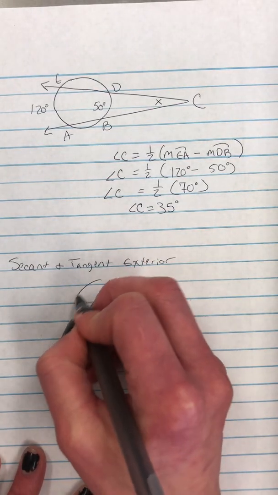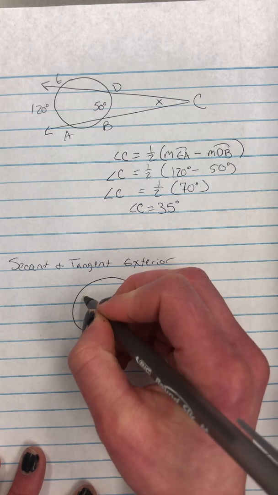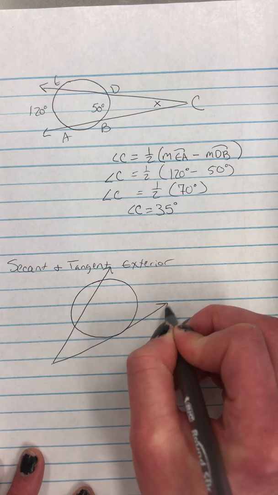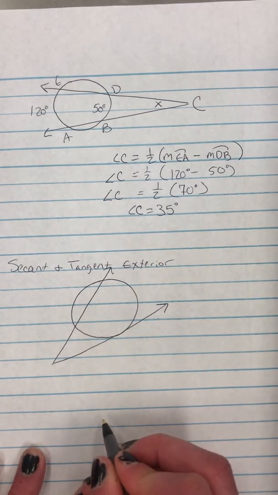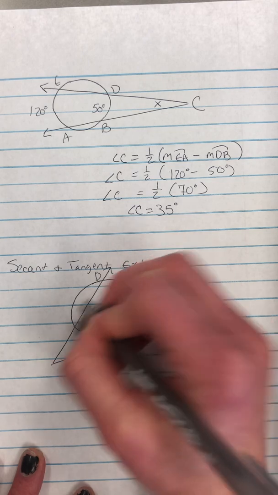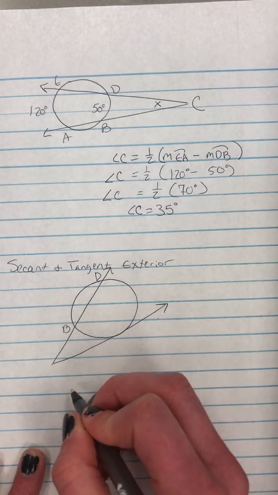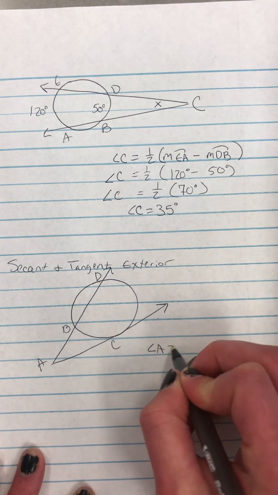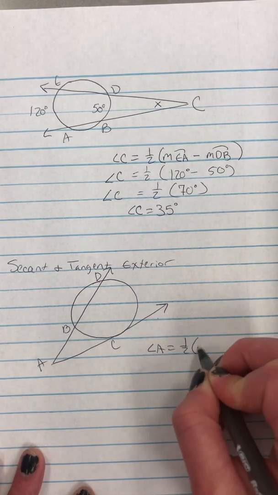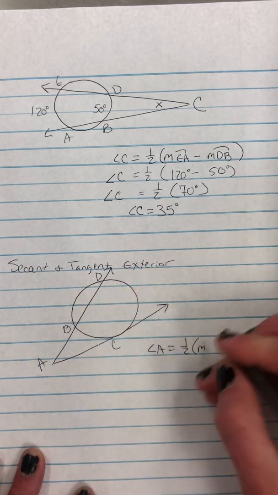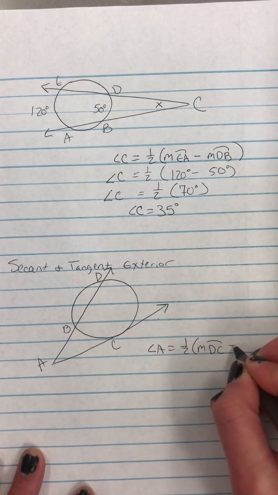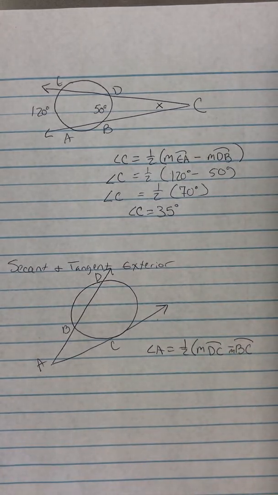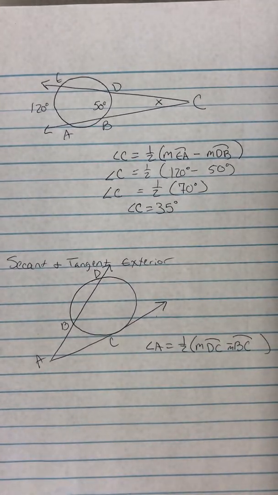We're going to start with our circle. This is our tangent line. That is our secant line. D, B, A, and C. Angle A has to equal 1/2 the measure of DC minus BC. Okay, same rule, different way to look at it.